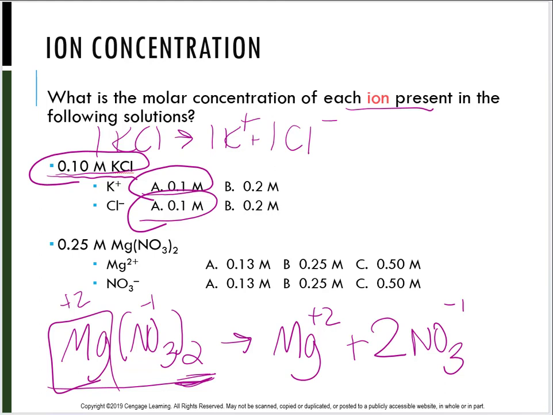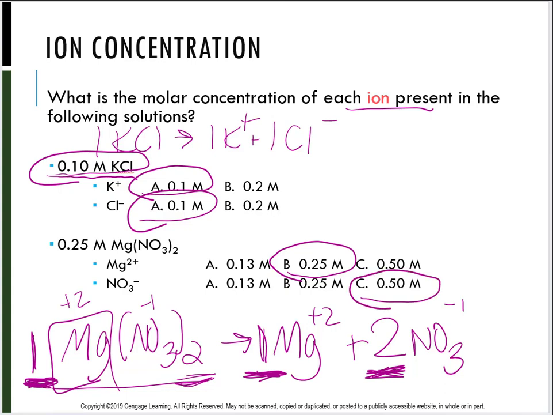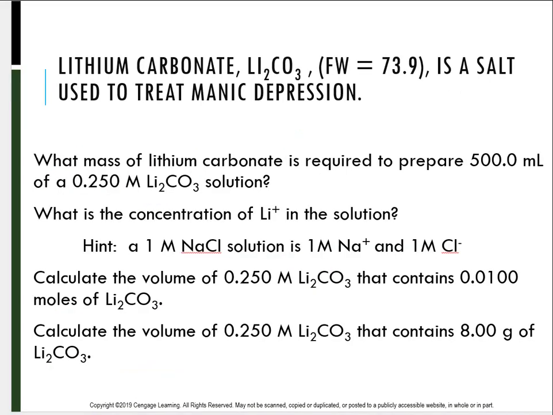So if I have 0.25 molar Mg(NO3)2, remember that's a 1 to 1 to 2 ratio. If that's the concentration of magnesium nitrate, that'll also be the concentration of magnesium. So 0.25. And to find the nitrate, it's going to be double that. So 0.25 times 2 would be 0.5 molar for my nitrate ions.